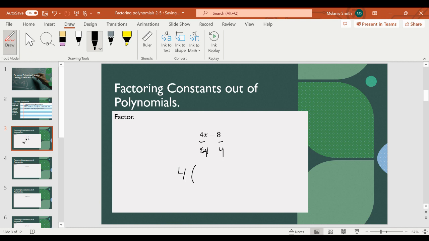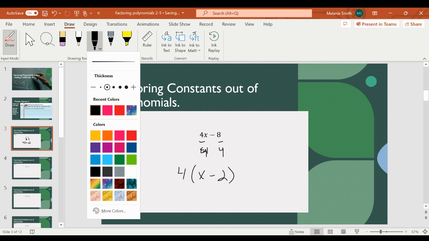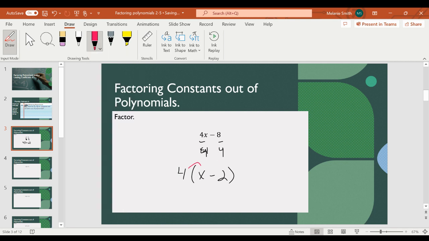4 divided by 4 is 1, and 1x is just x. And then negative 8 divided by 4 is negative 2. So as you can see, if we were to redistribute that 4 by multiplying through by 4, we would get back to 4x minus 8. So in this case, the two factors of 4x minus 8 are 4 and x minus 2. But 4 times x minus 2 would be the factored form of that polynomial.